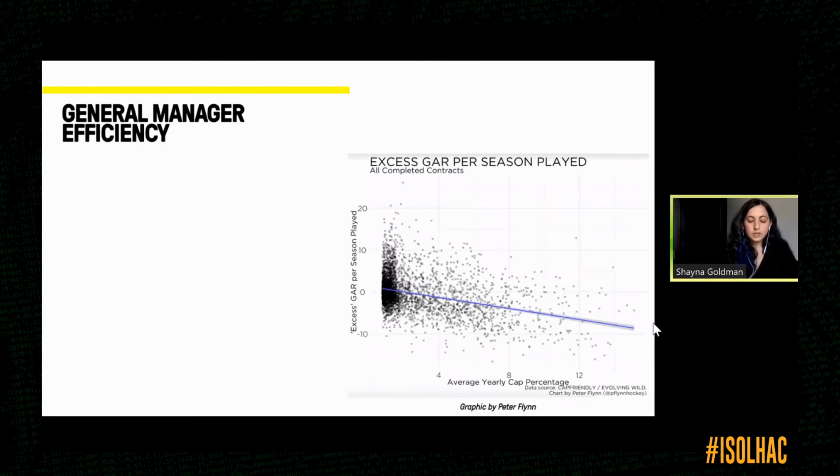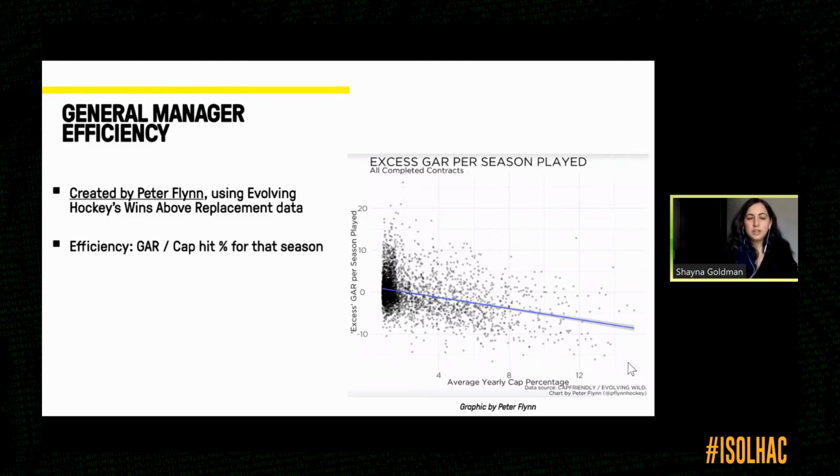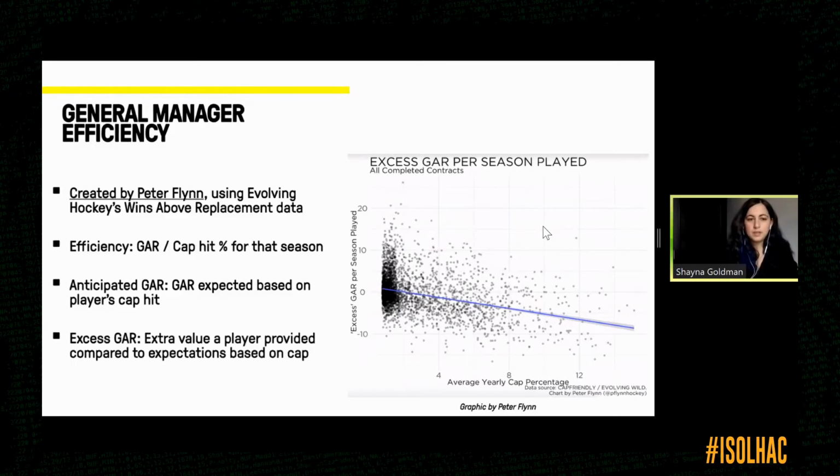One other thing we can look at is general manager efficiency. Peter Flynn presented this at the Rochester Hockey Analytics Conference. It uses Evolving Hockey's wins above replacement data. He created stats including anticipated goals above replacement, which is the level of value a player is expected to have based on their cap hit, and excess goals above replacement, which is if they provided more value than what they were expected to based on their cap hit. So this is less for looking at players and judging them, and more for general managers, I would say.